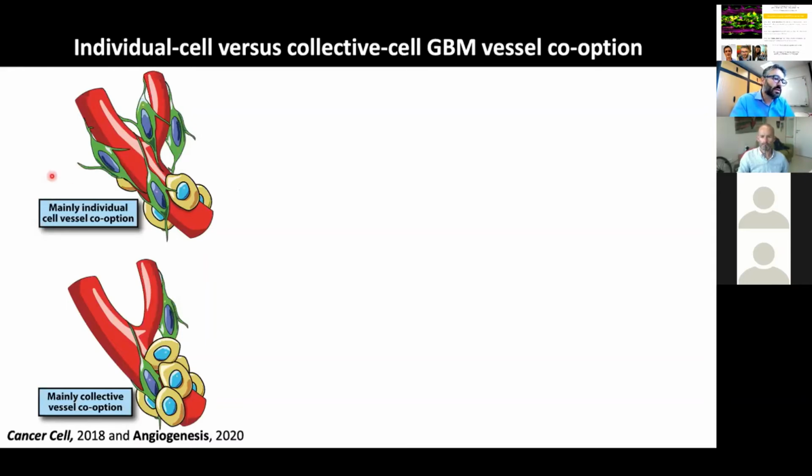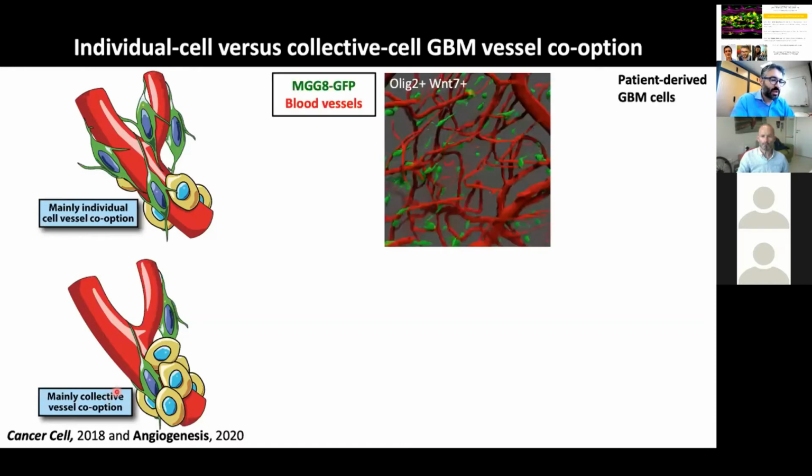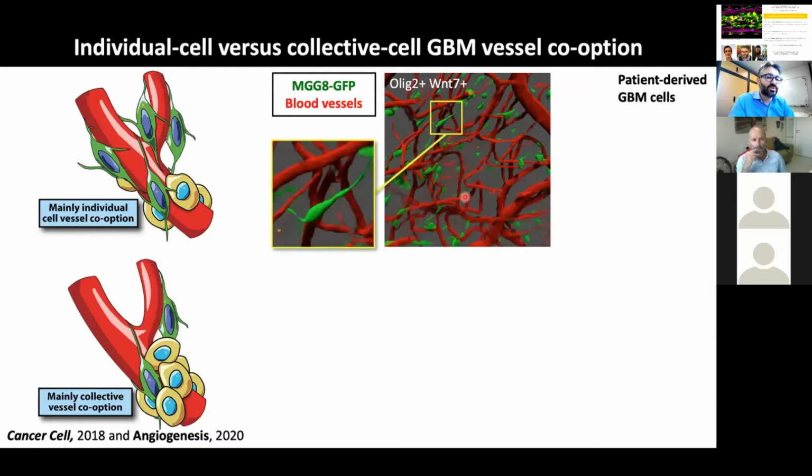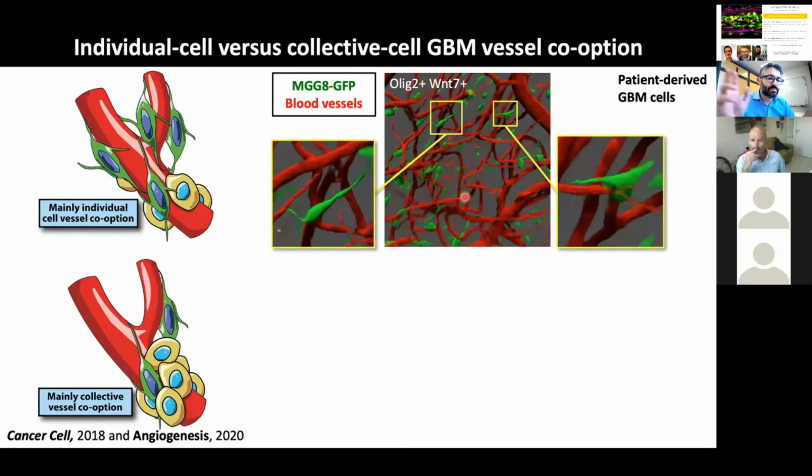after a screening of different patient-derived cell lines, we may simplify with 2 different strategies of vessel co-option. We may have cells doing individual cell vessel co-option, or cells doing collective cell vessel co-option. This is the same example that I showed you, MGG8, in which tumor cells are spreading in the surrounding tissue and touching the blood vessel as individual entities.